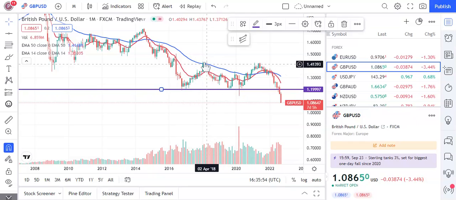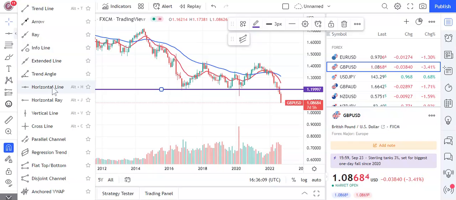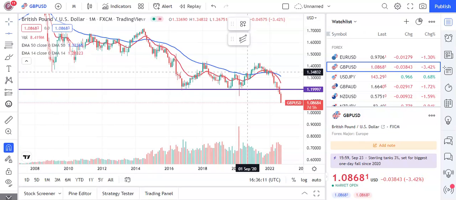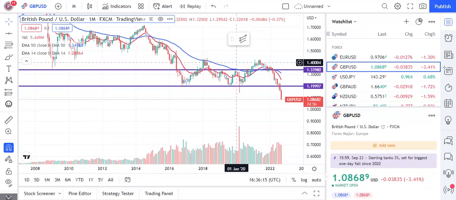Now, as you can see, there's a point of resistance here. Price went to this particular point, dropped down, went back up again, dropped down. I will place my horizontal line, pick the horizontal line tool. You can see from this point, pick your horizontal line tool, return back here, drop it on the monthly time frame.